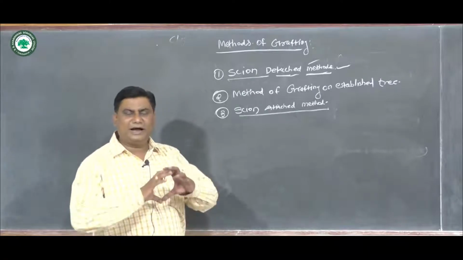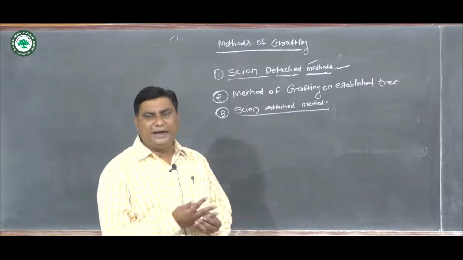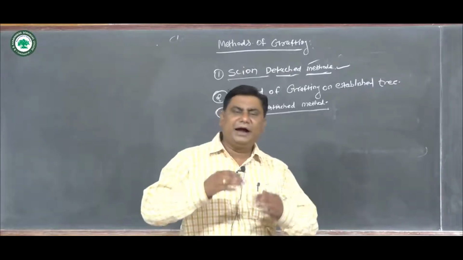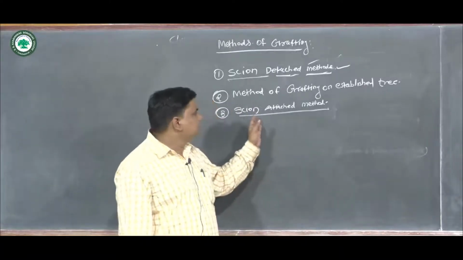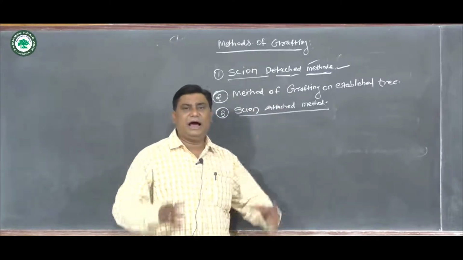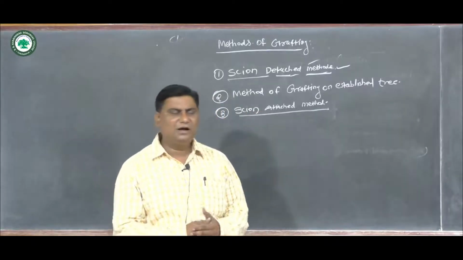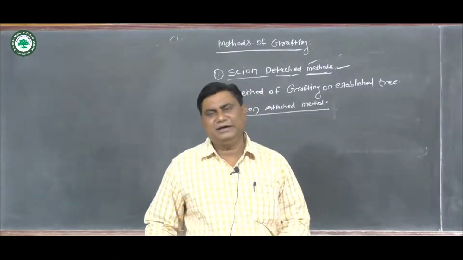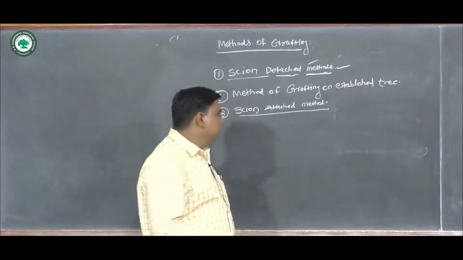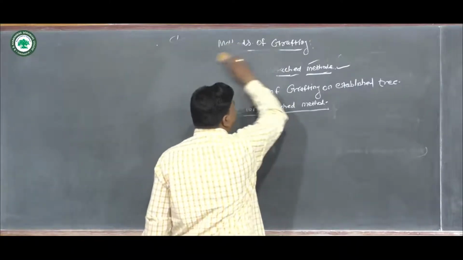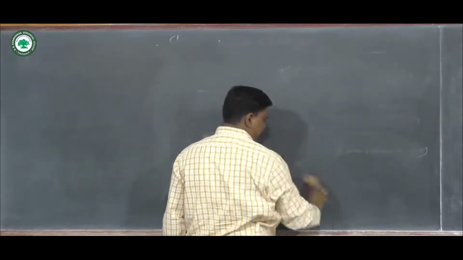Then the graft is separated by taking a cut at the apex of the stalk and at the base of the scion. This method is followed in approach grafting, or sometimes what we call inarch grafting. Okay, we will see the methods one by one. What are the grafting methods?